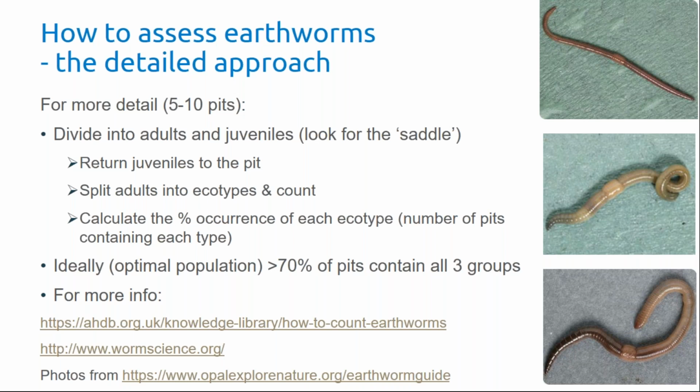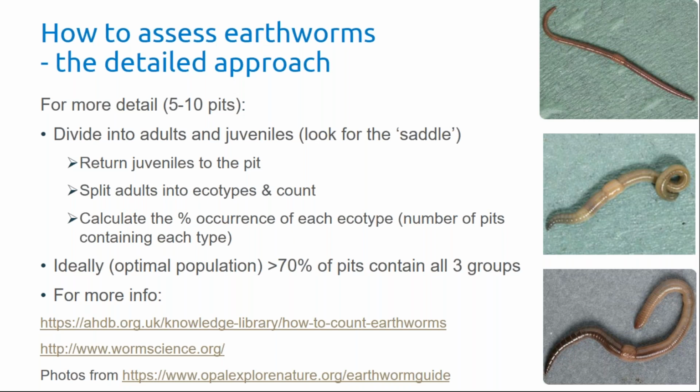That's really simple, in that an adult will have that saddle. If you look at the pictures on the right hand side, you can see that paler area, that band around towards one end of the earthworm. That shows that it's an adult that you're looking at. So sort them out, count your juveniles. You'll probably find that about 75% of your sample will be juvenile, which is absolutely normal.